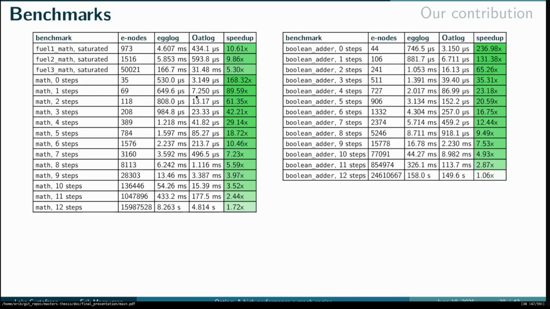Yes. For very small E-graphs where you have just a few hundred nodes, we have like 50 times speedup. For larger numbers, depending on use case, you would fall into different places in the range. We still have speedups. So this is 15 million E nodes, using 4 or 5 gigs of memory. This is 25 million E nodes, using like 50 to 60 gigs of memory.